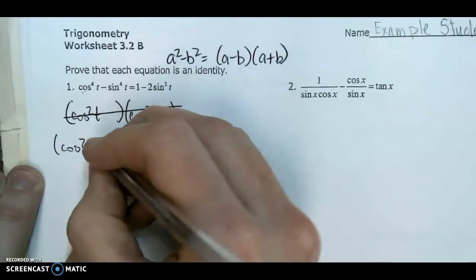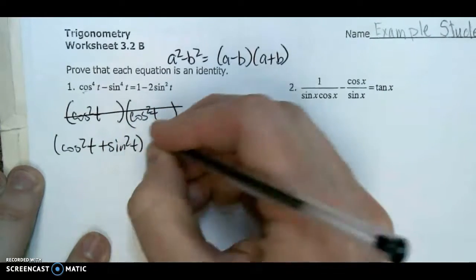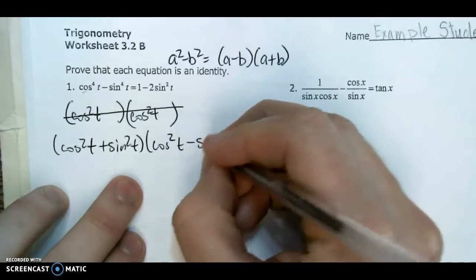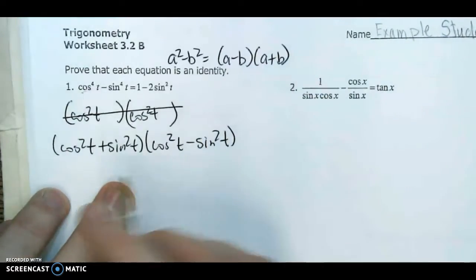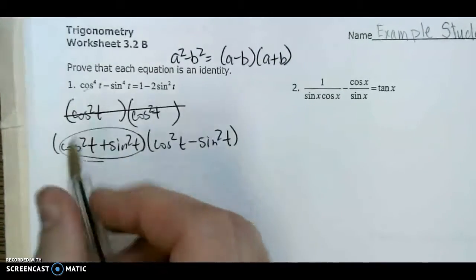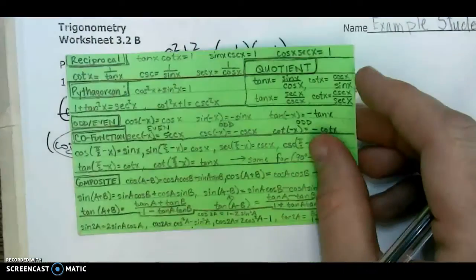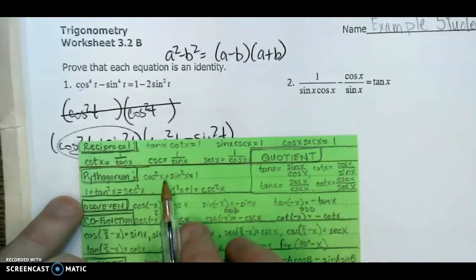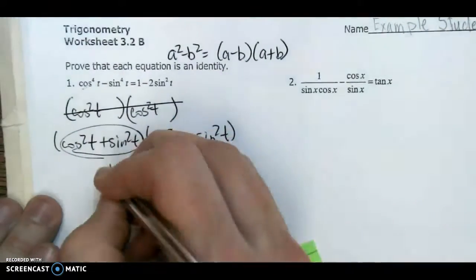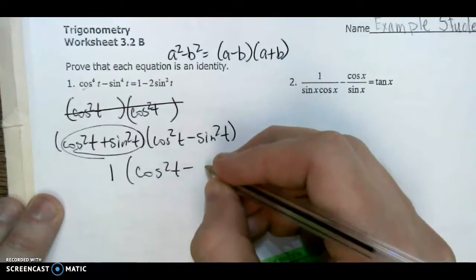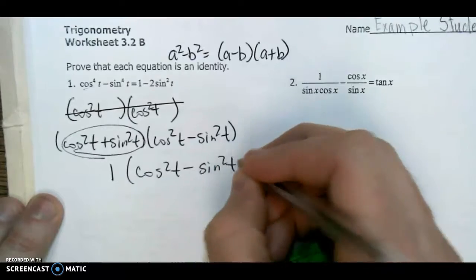cosine squared plus sine squared, and then cosine squared minus sine squared, to get those sine to the fourth. Now, when you have cosine squared plus sine squared, let's find it on the note card, cosine squared plus sine squared is 1, from the Pythagorean properties. So you have to have it as 1.